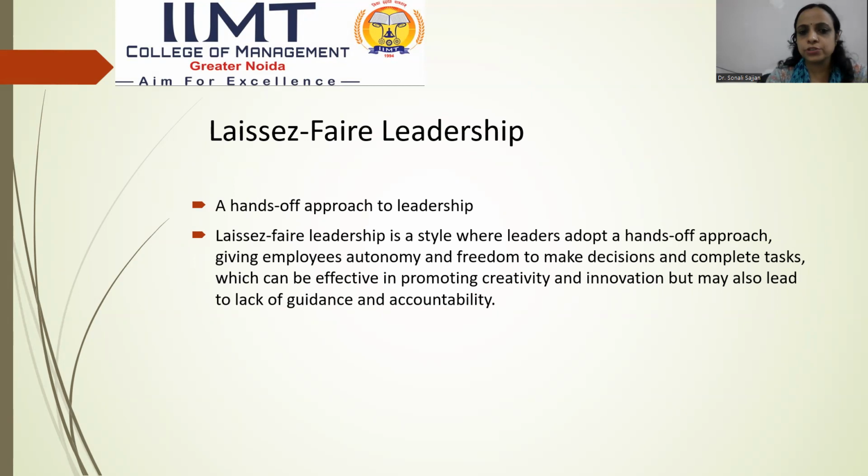A hands-off approach of leadership. Laissez-faire leadership is a style where leaders adopt a hands-off approach, giving employees autonomy and freedom to make decisions and complete tasks, which can be effective in promoting creativity and innovation, but may also lead to a lack of guidance and accountability.